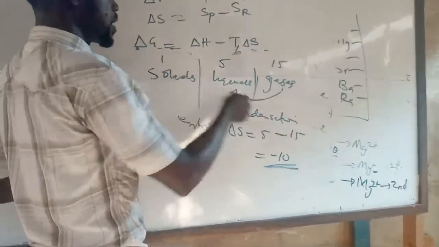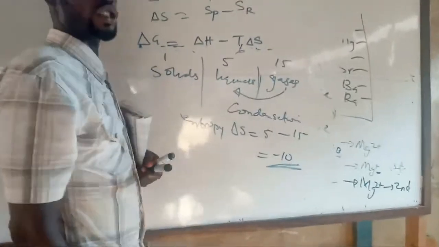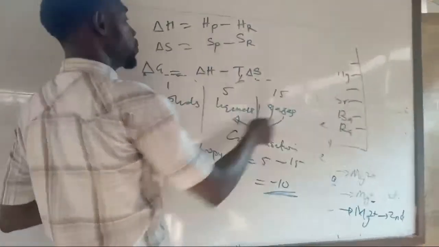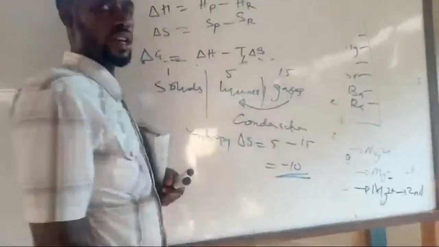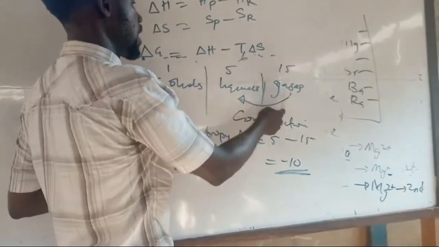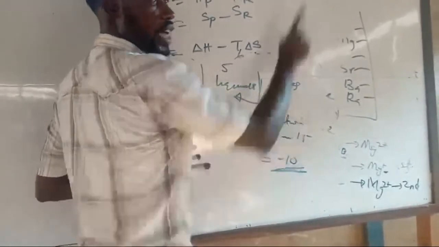Condensation: entropy decreases in condensation because you are changing gas to liquid. But evaporation is where liquid changes to gas. Entropy increases in evaporation. If it is evaporation, it's all about changing liquid to gas, so we have 15 minus 5, it becomes 10, which is an increase.